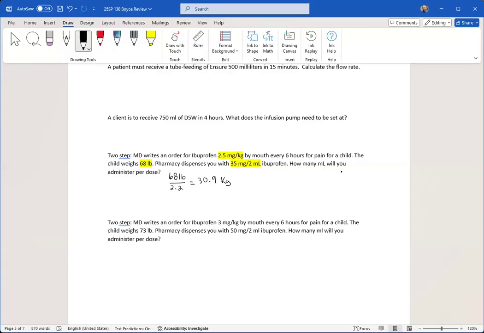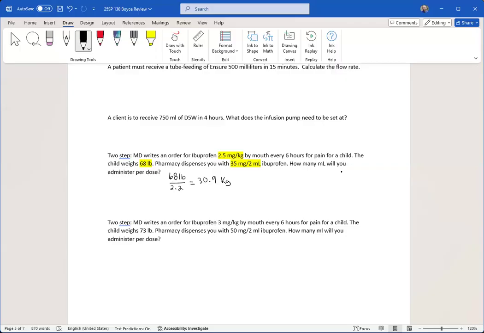My assumption is that when you get your version of this question, it'll just tell you 30 kilograms, or it'll be more specific. But if I'm doing this, I'm thinking it's 31 kilograms. But we're going to round to the nearest tenth.